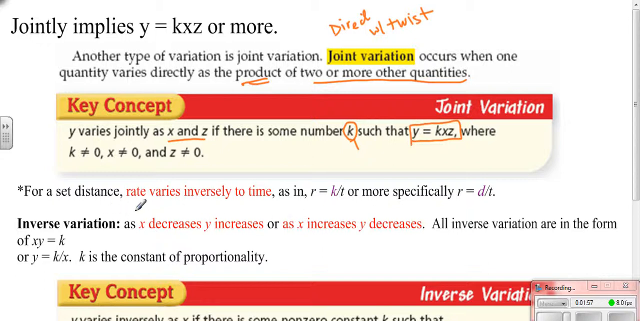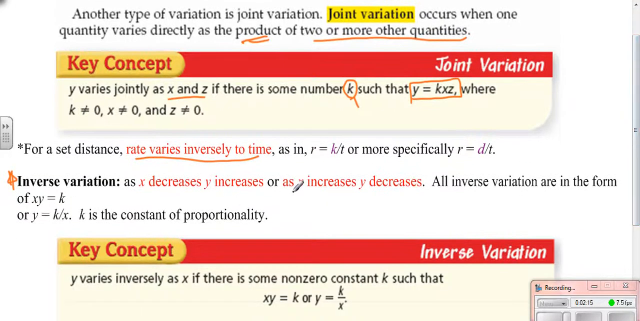So for example, for a set distance, rate varies inversely to time, as in r equals k over t, or more specifically, r equals d over t. So inverse variation: as x increases, y decreases. All inverse variations are in the form of xy equals k, or easier to think about them, I think, y equals k divided by x.